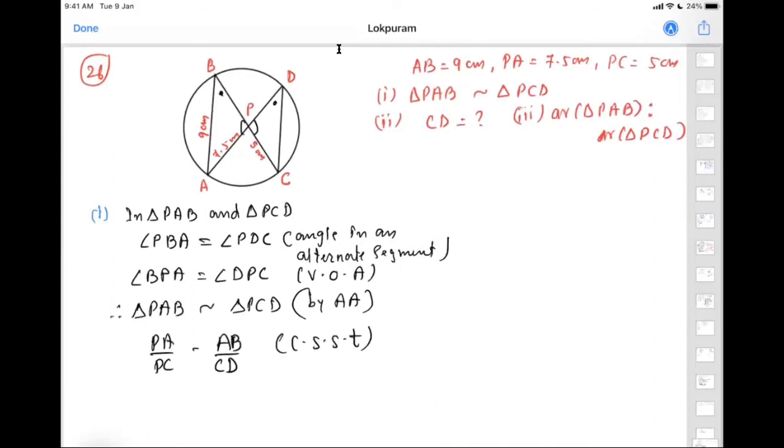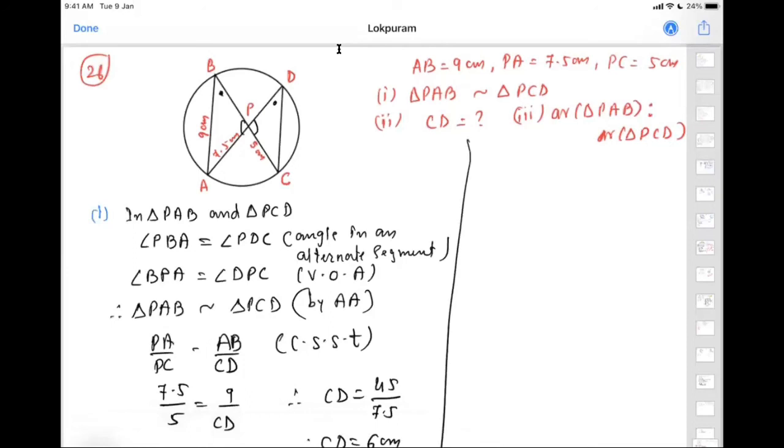This whole sum is dependent on similarity chapter. PA is 7.5 centimeter upon PC is 5, AB is 9, CD we have to find. So now cross multiply. CD is equal to 9 5s are 45 upon 7.5. Therefore CD is equal to 6 centimeter.